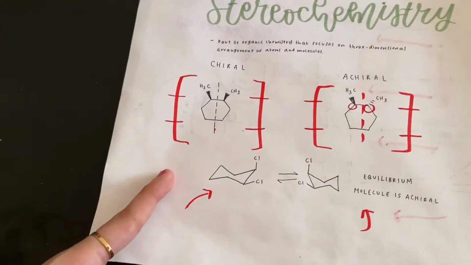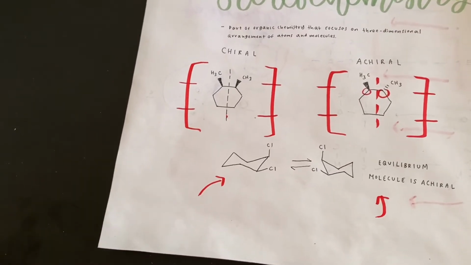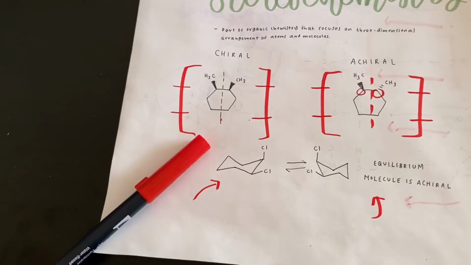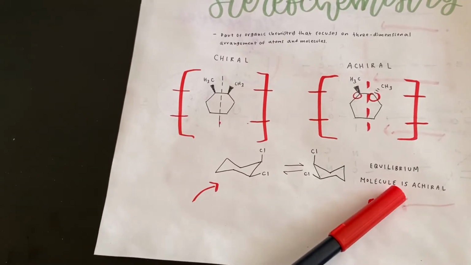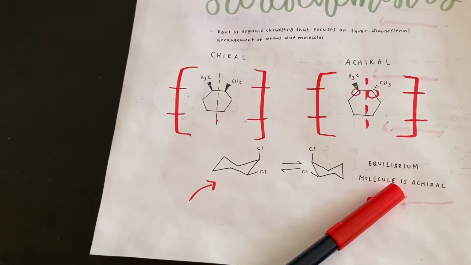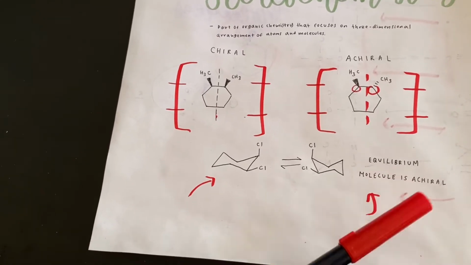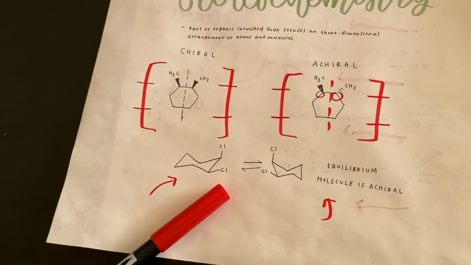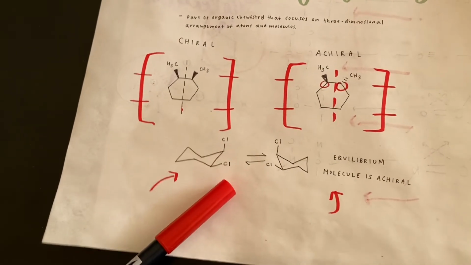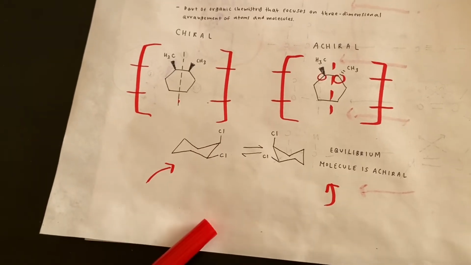Let's look at the left. Cis-1,2-dimethylcyclohexane is achiral. Trans-1,2-dimethylcyclohexane is chiral. So, the chiral conformations given here are now in equilibrium. The molecule is achiral.